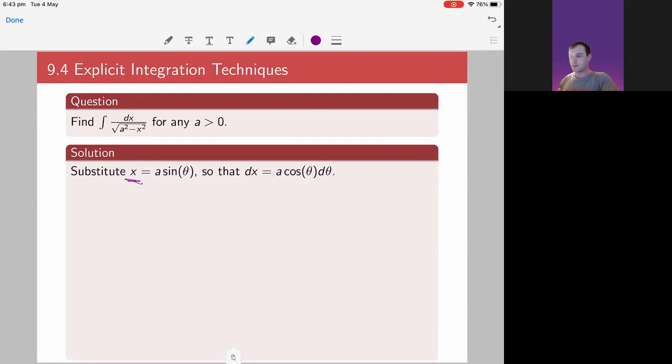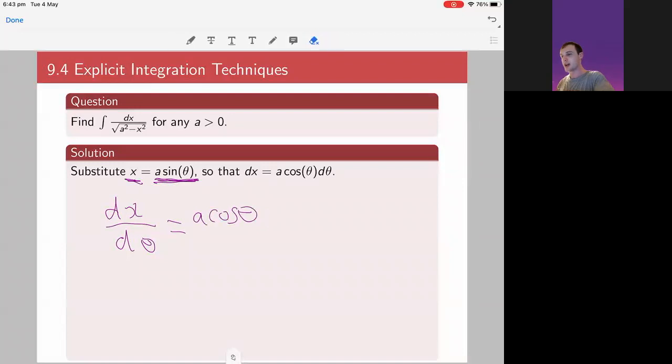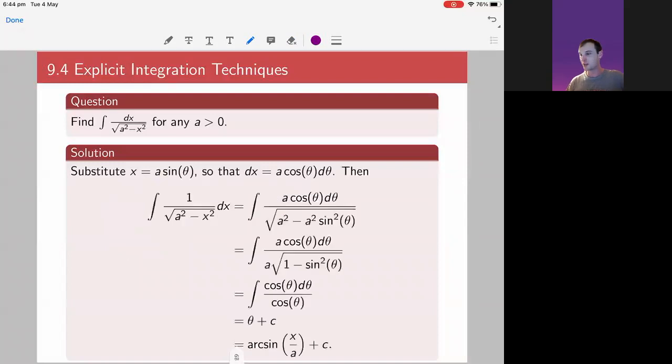Define x to be a sine theta. Why would I do this? Well, dx divided by d theta is equal to a cosine theta, and so that means when I rearrange, I get this particular equation there. What happens next? Well, we're going to do our integration by substitution.